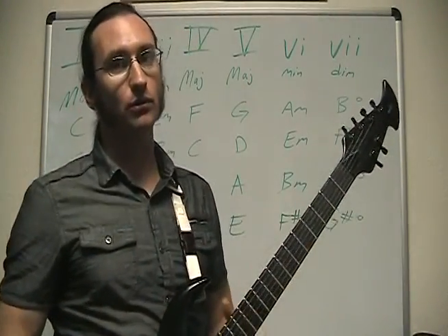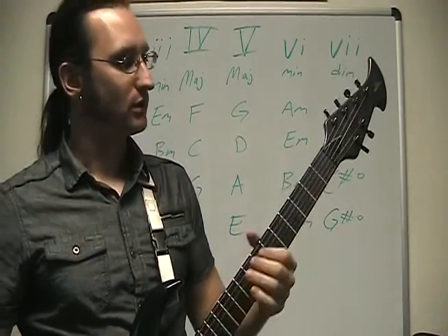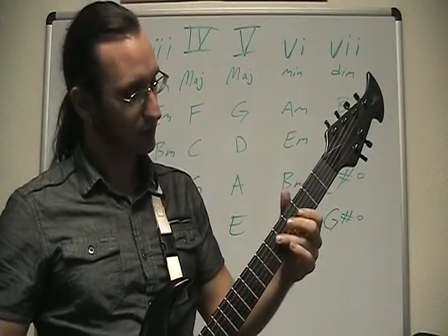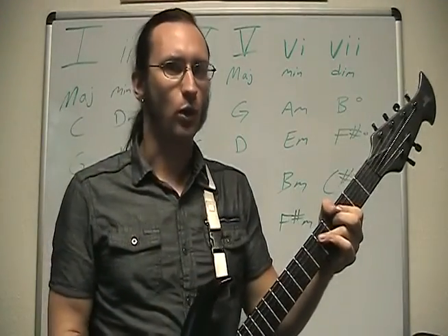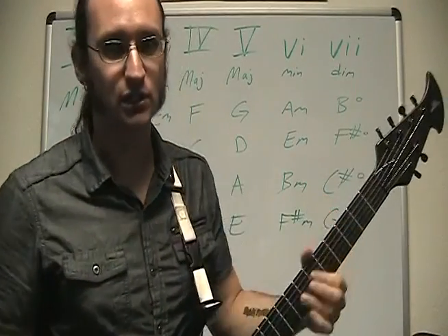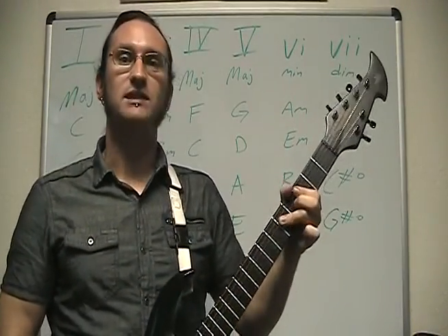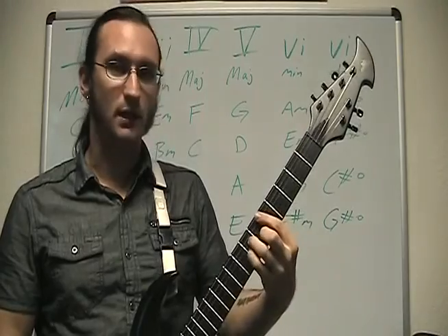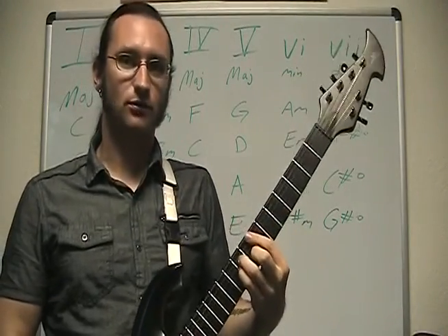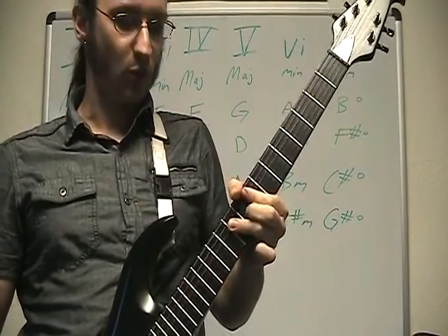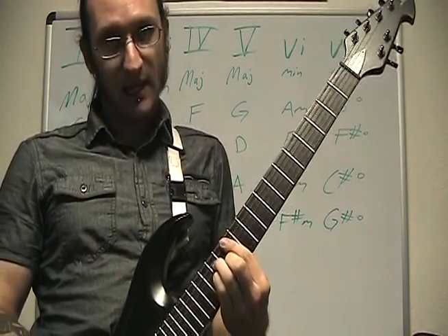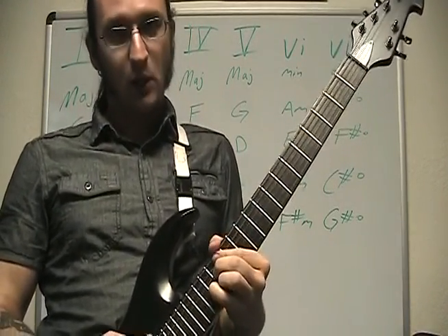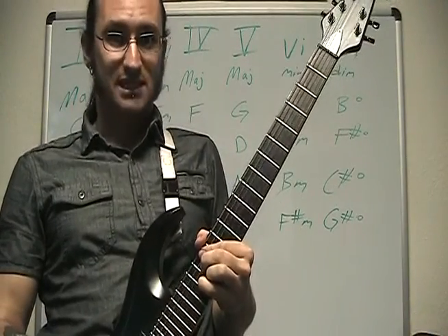So running through those, let's see, how do I want to show this? I'm going to try and do this in a line so you can see how things work similarly for each key. So we have C major on the 1, D minor on the 2, E minor 3, F major 4, G major for the 5, A minor for the 6, B diminished for the 7.